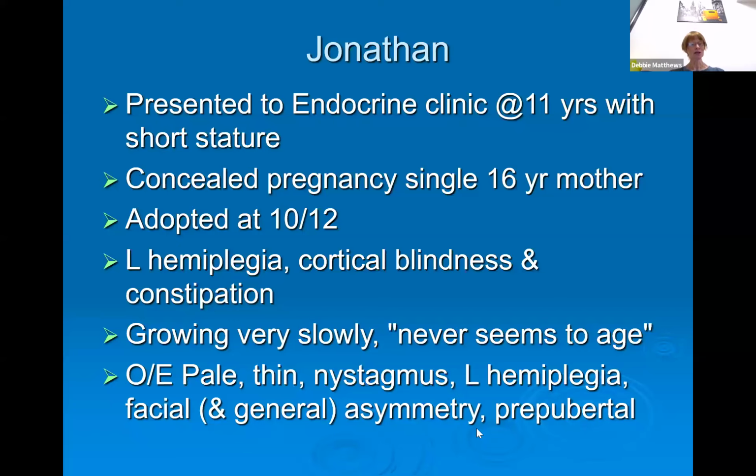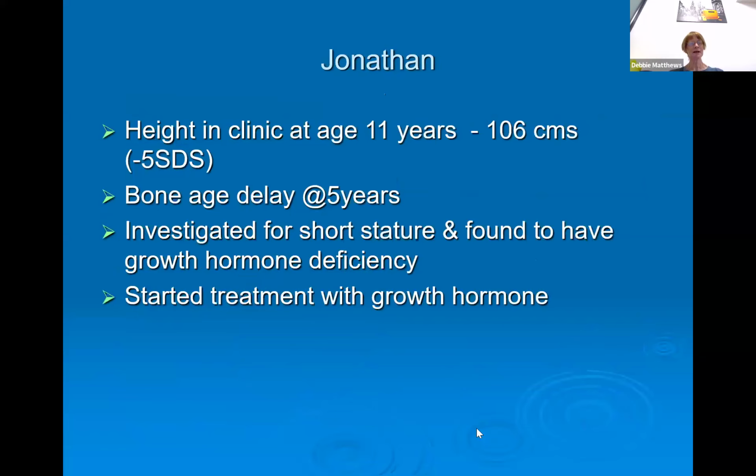And then on examination, he was pale, he was thin, he had nystagmus, he had a left hemiplegia, he had facial and general asymmetry, and was prepubertal. His height in the clinic at the age of 11 was just 106 centimetres, -5 standard deviations below the mean, and he had a bone age delay of about 5 years. In view of this, he was investigated for his short stature and was found to have growth hormone deficiency, and he was started on treatment with growth hormone.